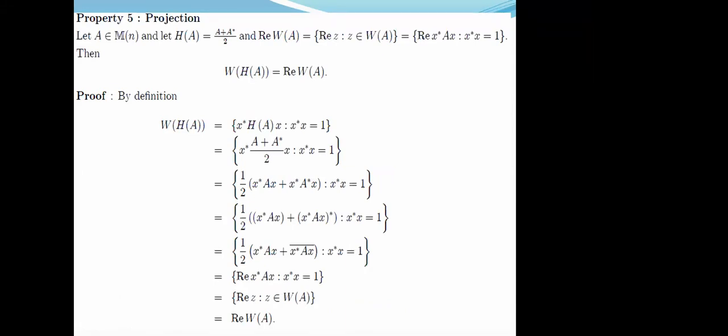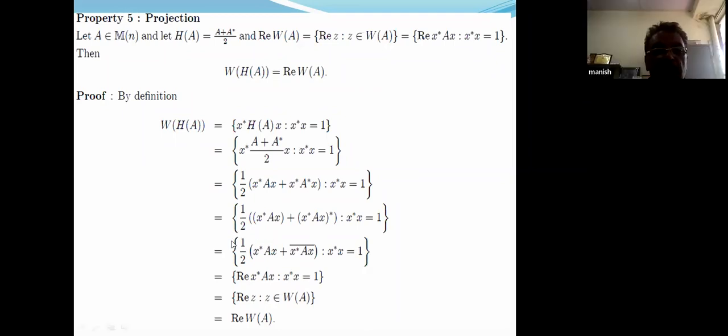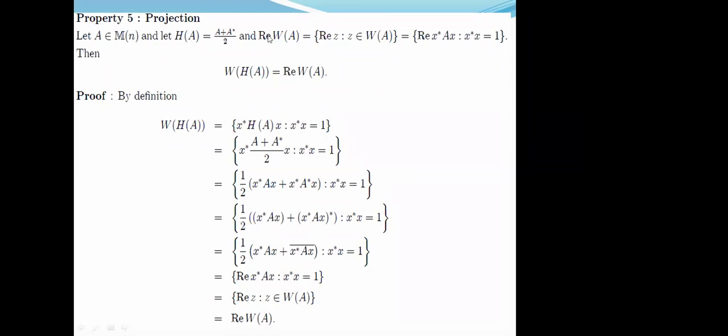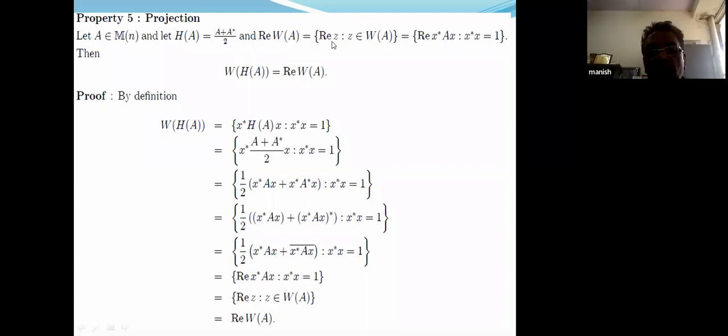Now next important property, the projection property. For a matrix A, we take this matrix, called the Hermitian part of the matrix, H(A) = (A + A*)/2. And then the real part of the numerical range of A is just the real part of z, where z belongs to the numerical range of A. This equals the real part of x* A x, where x is a unit vector. Then this projection property says that the numerical range of the Hermitian part of A is the same as the real part of the numerical range.